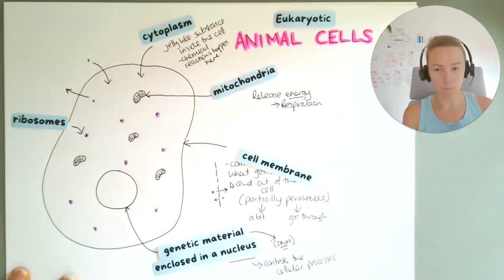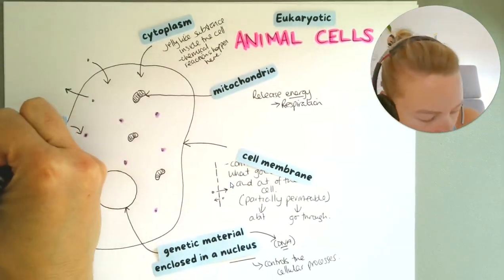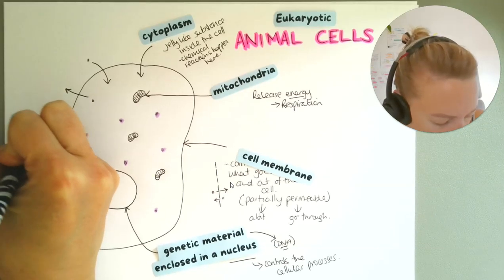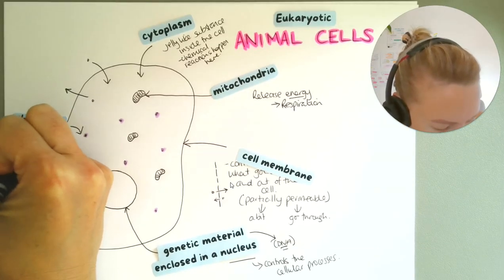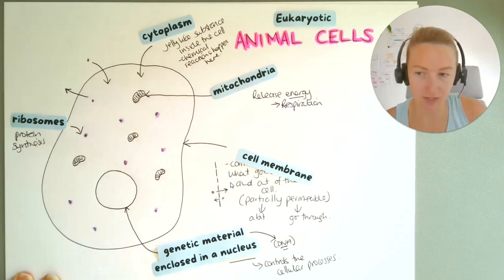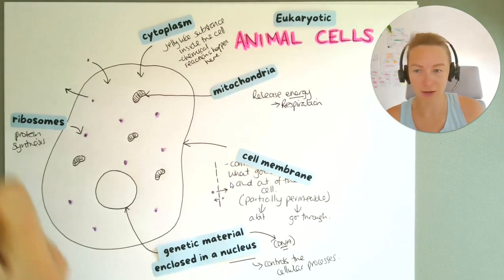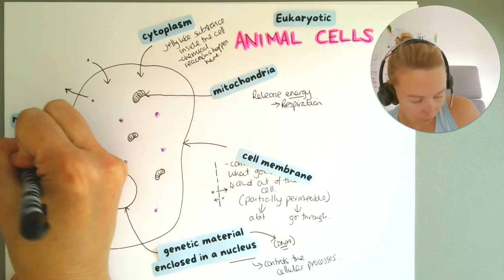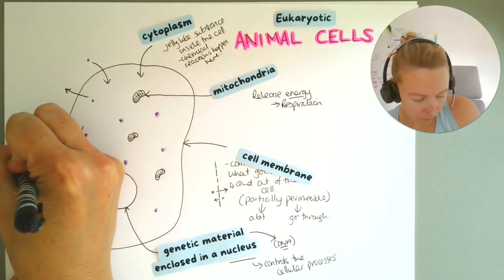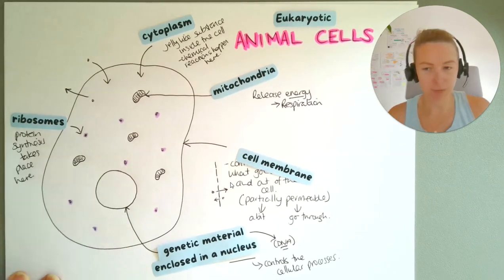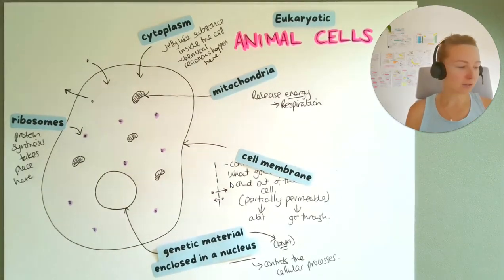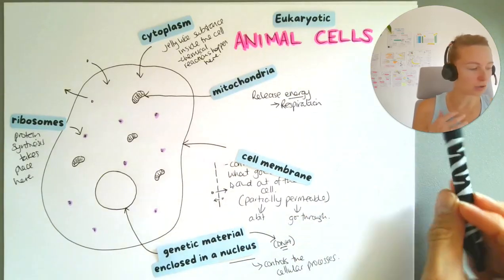And the ribosomes are where proteins are made. So protein synthesis, synthesis meaning to make, like synthesize, protein synthesis takes place here. So the things that you need to know are the mitochondria.